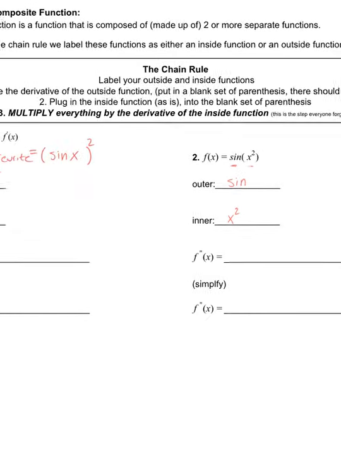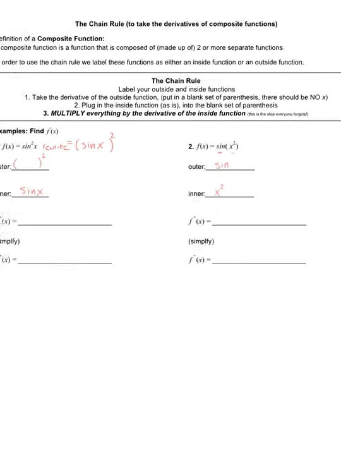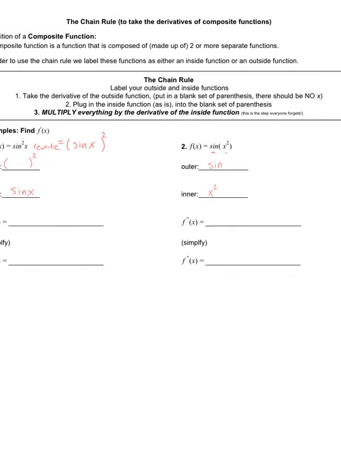So let's go back up to our chain rule. There are 3 steps. The first step is you take the derivative of the outside function. You always put in a blank set of parentheses at this step. There is no x here. You take the derivative of the outer.